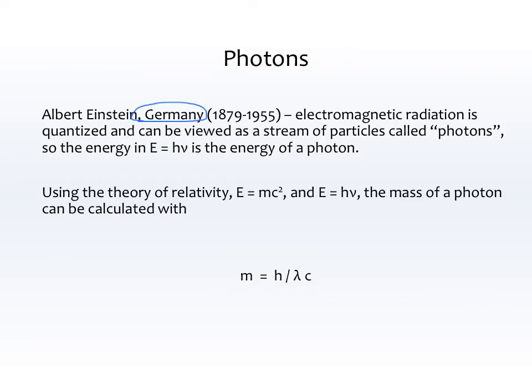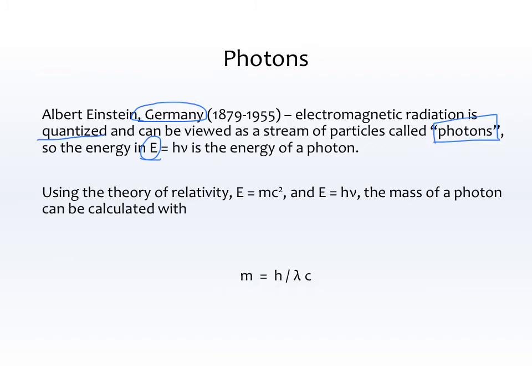So Einstein studied the photoelectric effect and realized that electromagnetic radiation is quantized, which means it can come in particular amounts and can be viewed as a stream of particles called photons. So a photon is pretty much a particle of light. Earlier we said that light can act like a wave, but it can also act like a particle. So a particle of light is called a photon. So the energy in E equals hv, or h times frequency, is the energy of a photon, or a particle of light.